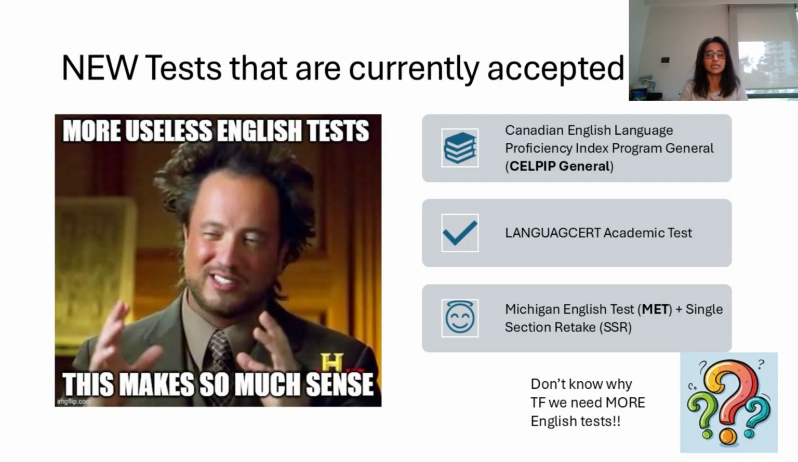Let's talk about the three of them. There are three new tests. They are the Canadian English Language Proficiency Index Program General, also known as CELPIP General, the Language Cert Academic Test, and the MET, which is the Michigan English Test. Why on earth we are accepting these tests, I cannot explain.